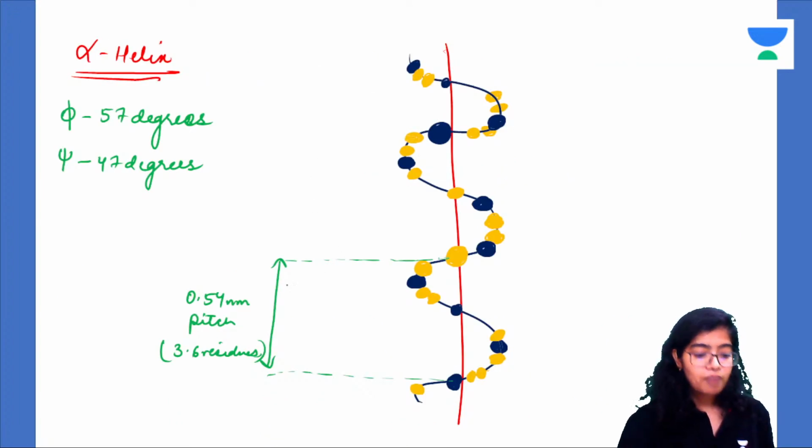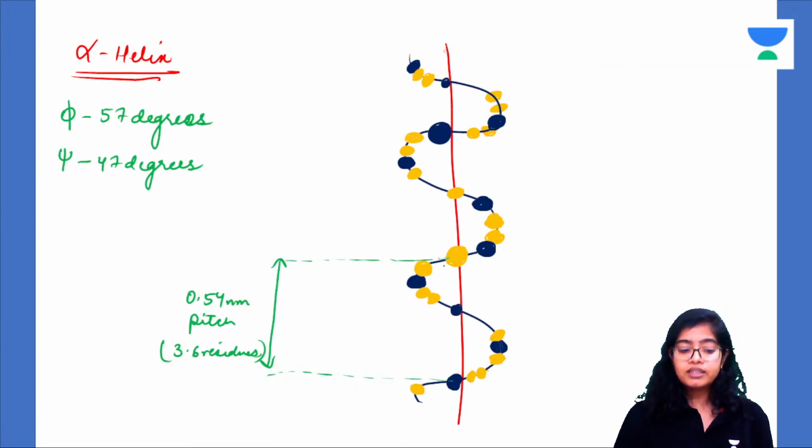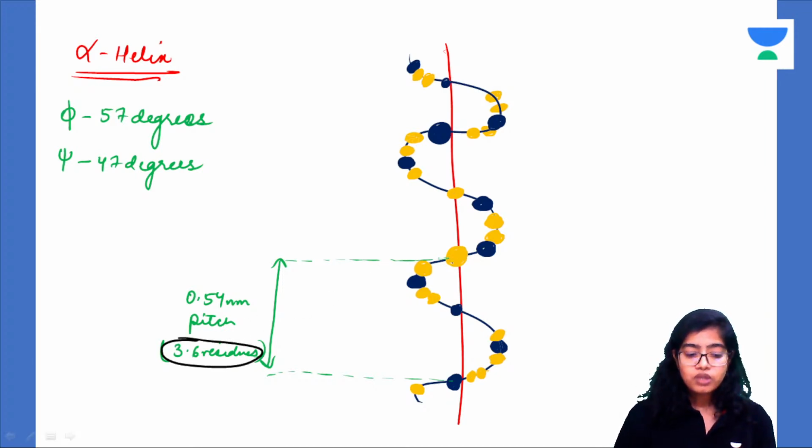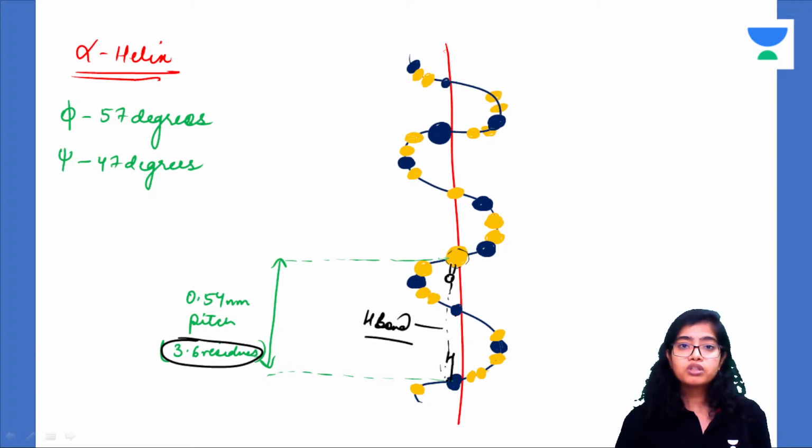Why? Because in one turn you have 3.6 residues, isn't it? So this carbon will provide the oxygen, and the 1, 2, 3, fourth residue will come here, just below this. So this is the nitrogen, it will provide the hydrogen, and they will form a collinear hydrogen bond. Understood? Why is the fourth nitrogen providing the hydrogen? Because it is the collinear one.